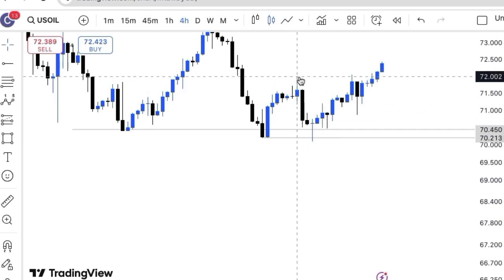So as soon as you break this high that it has created, you can add another position.